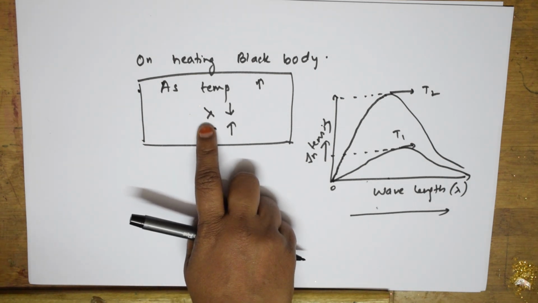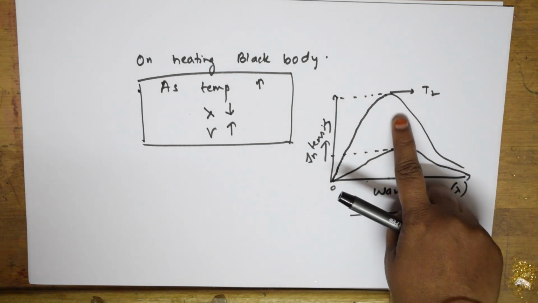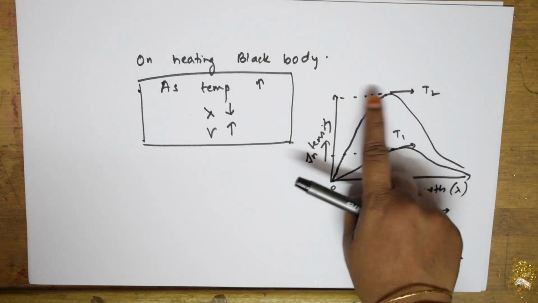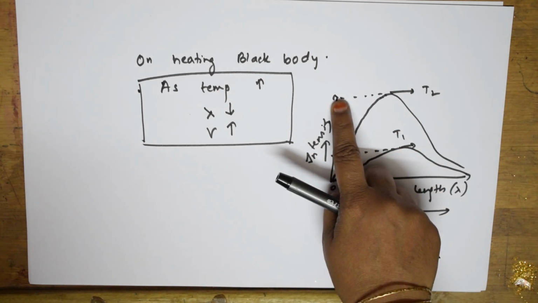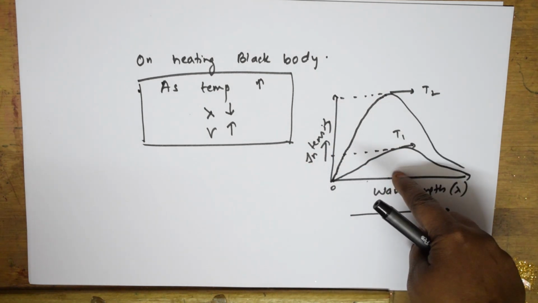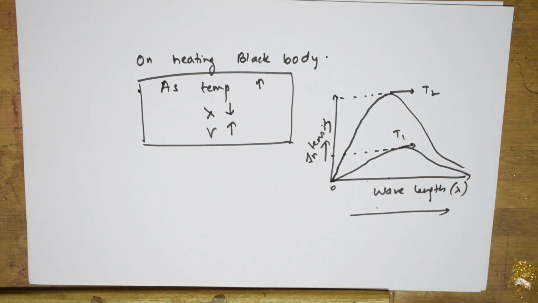Then come back to the next concept, the same thing with the graph, and keep explaining. If I increase the temperature, or heat the black body, the intensity is maximum and the wavelength is less. I'm comparing between these two. So that is how you have to explain the black body radiation.